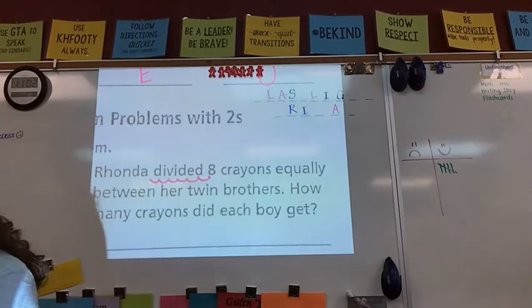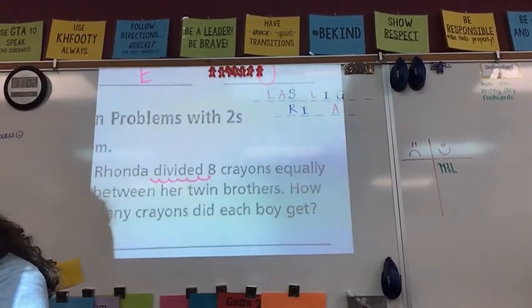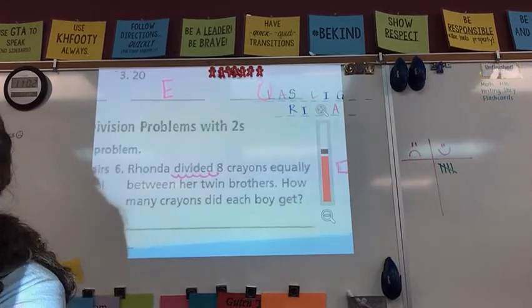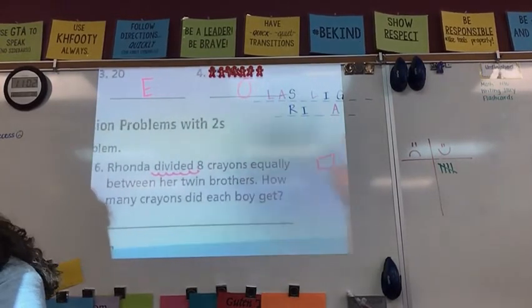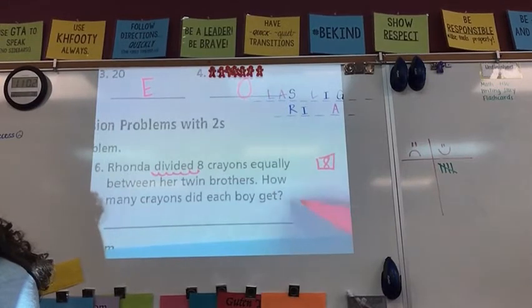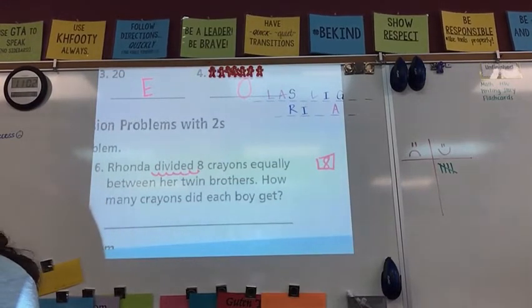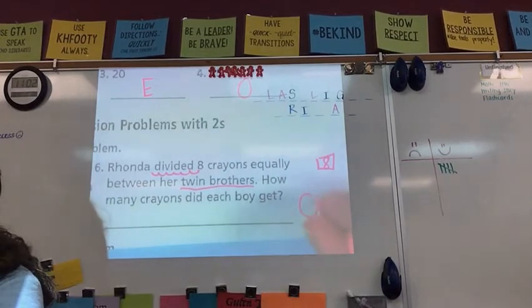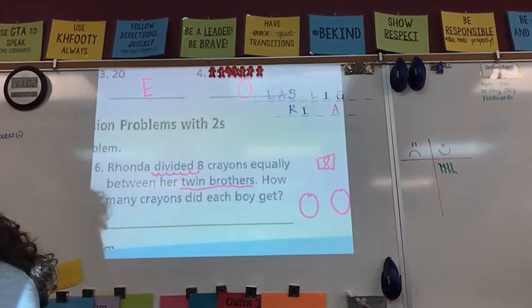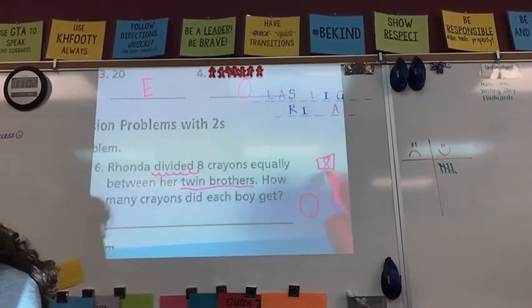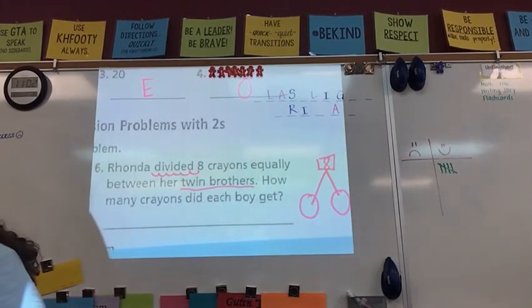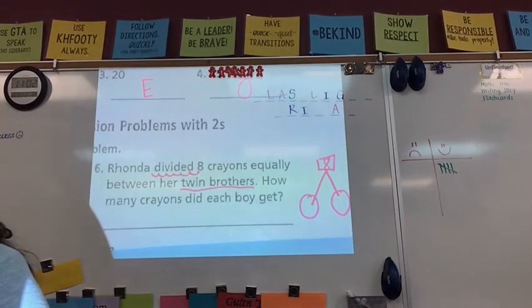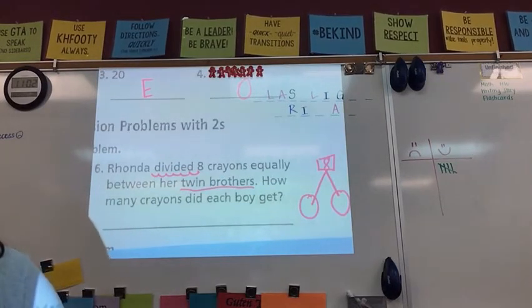Okay, let's plug in what I know then. Do I know my total? My total is 8, right? Do I know how many groups I'm splitting it into? She has the 8 crayons and she's splitting them between her twin brothers. How many people would that be? 2. Okay, so 2 groups. Go ahead and draw your 2 groups. Brother 1, brother 2. And we need to figure out how many crayons did each boy get.